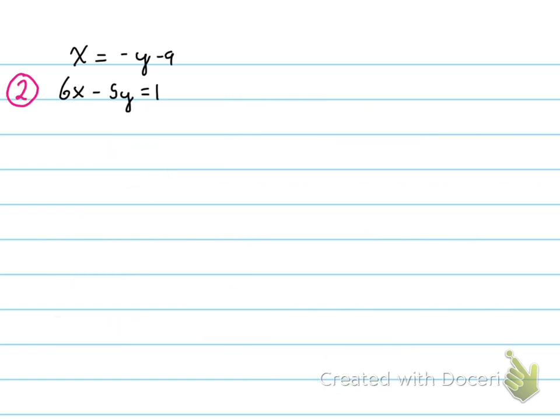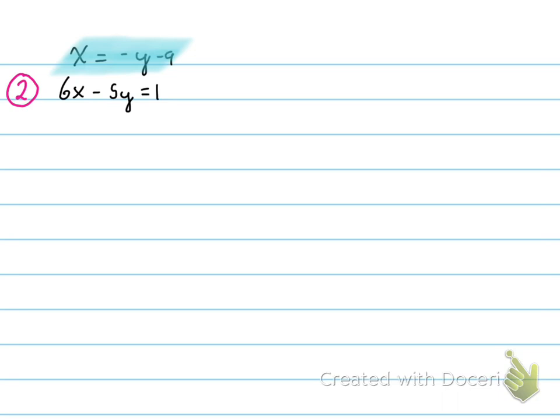So let's run through this again and look at another example. Here I have x equals negative y minus 9, and 6x minus 5y equals 1. Step one, I'm going to look for that isolated variable. In this case, it's my x value. Again, I'm looking for that x or y being by itself. In this case, in the equation I just highlighted, the x is by itself.